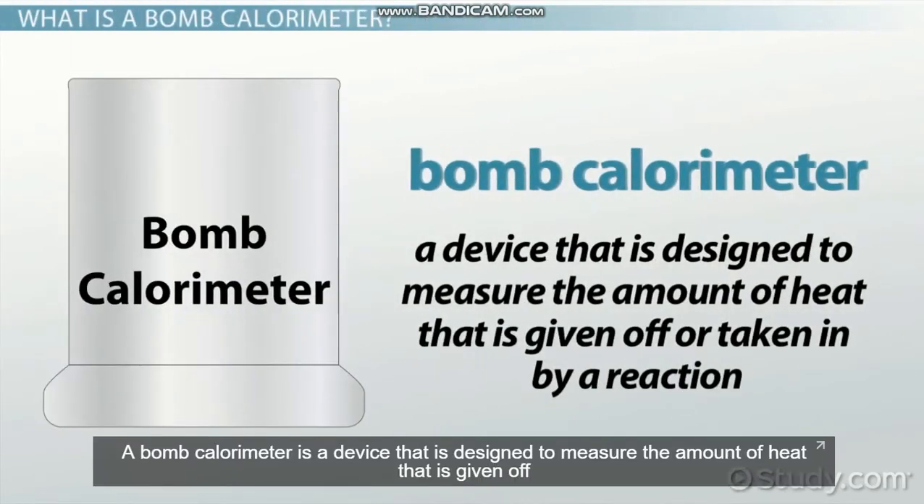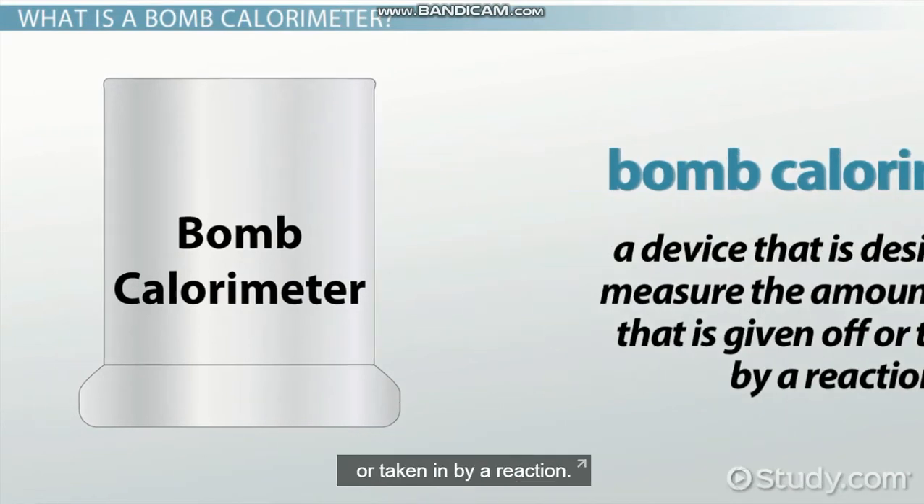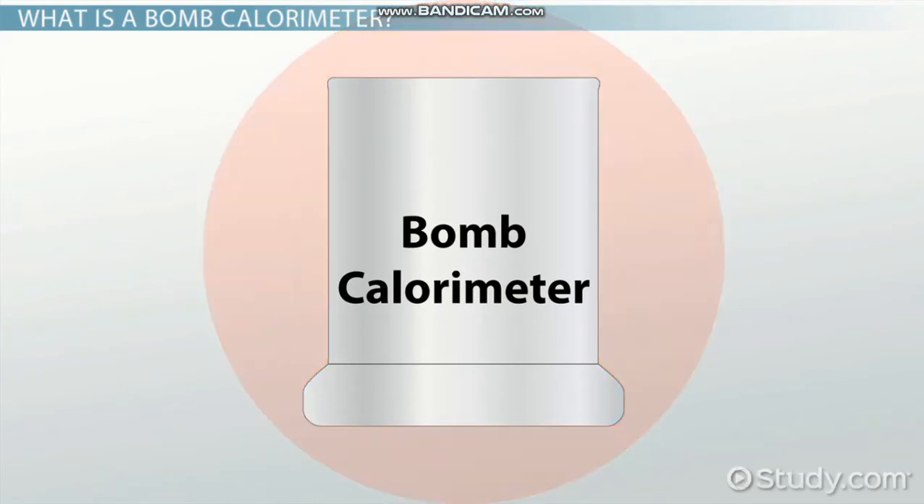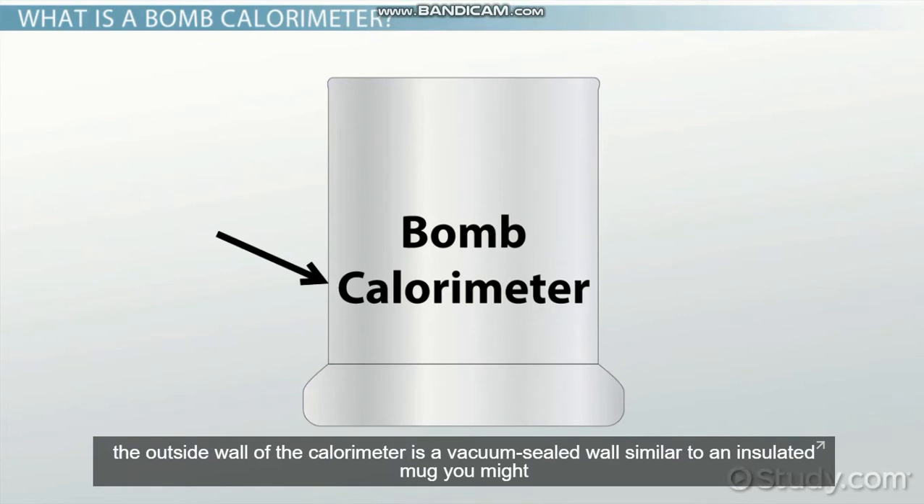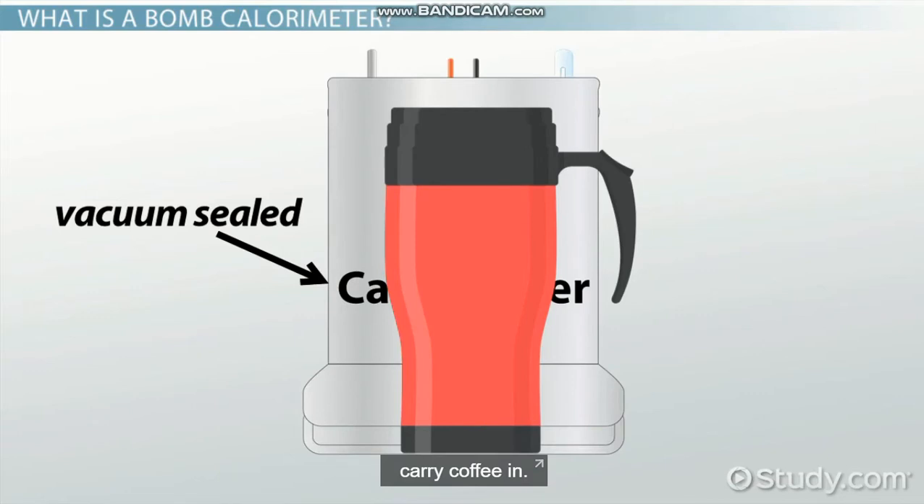A bomb calorimeter is a device that is designed to measure the amount of heat that is given off or taken in by a reaction. It's designed to be isolated from the surroundings, meaning that no heat can leave or enter the device. In order to accomplish this, the outside wall of the calorimeter is a vacuum-sealed wall, similar to an insulated mug you might carry coffee in.